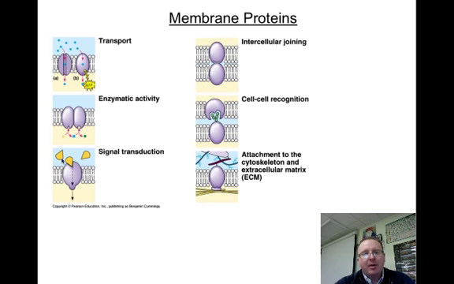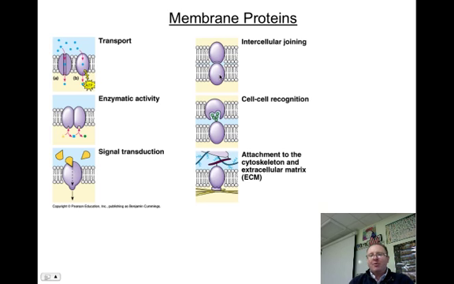If there's a chemical signal like a hormone that is sent from one part of the body to another, that hormone might be attracted to or attached to a protein on the surface of the cell membrane, and that would start a signal to be sent into the cell for a particular job to be performed. So signal transduction essentially is a receptor protein attaching to some sort of chemical and then sending a signal into the cell. We have proteins that are involved in intercellular joining.